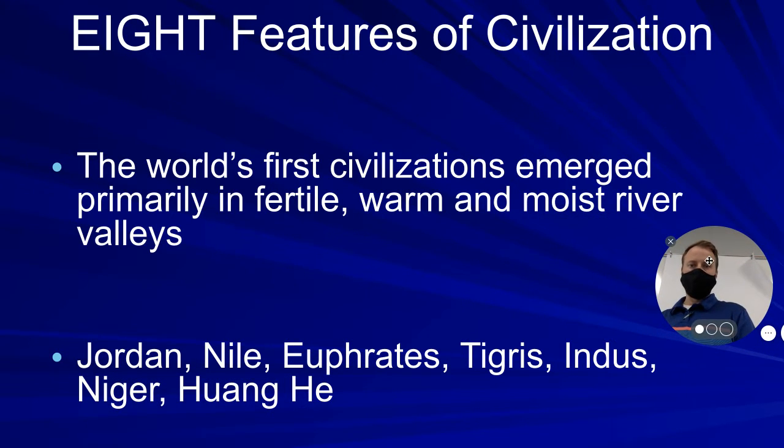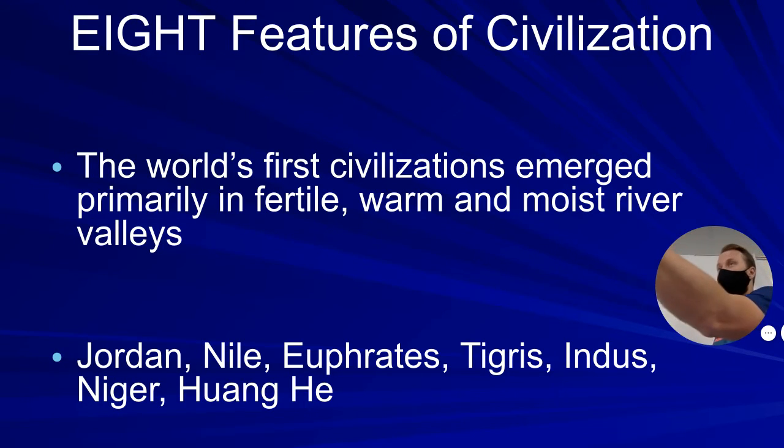Okay. So the world's first civilizations emerged primarily in fertile, warm, and moist river valleys. What is one of the most famous river valleys in history? Mesopotamia, okay, the Fertile Crescent. This is an area in the Middle East or Asia in which you have, what are the two rivers, you remember?